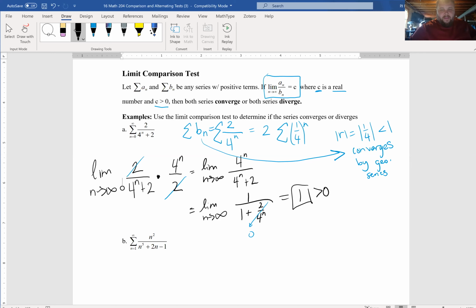We found b sub n was convergent. Therefore, a sub n converges, and we'll say by limit comparison test. Everyone okay with that?